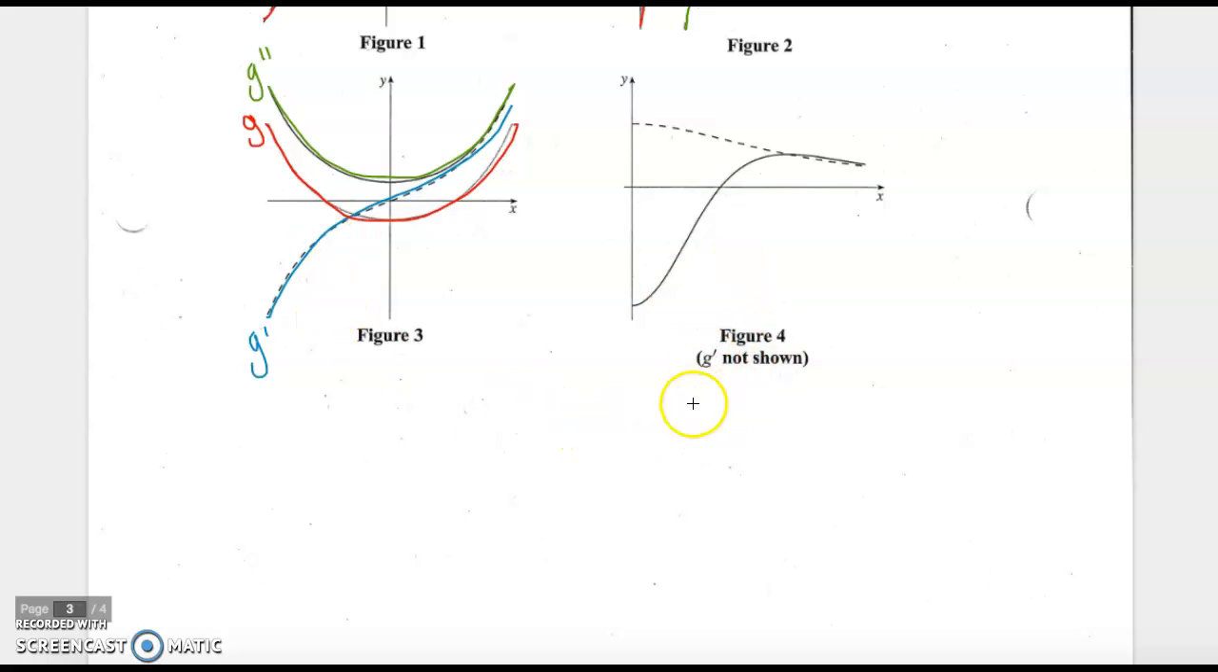All right, in this one, g prime is not shown, so you're only going to be relying on your original function and your second derivative. So I'm going to be looking at a lot of concavity things and comparing those two. So for example, if I look at this one, it is concave up until here-ish, and then it's concave down. So that would have to mean that my second derivative graph was in the positive section, then went to the negative section, which this dotted line does not do.